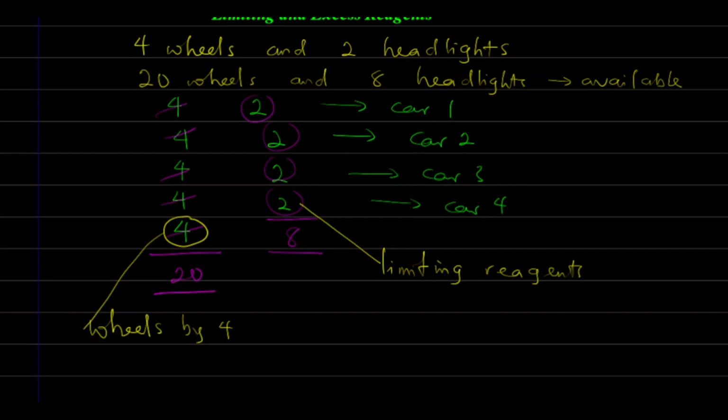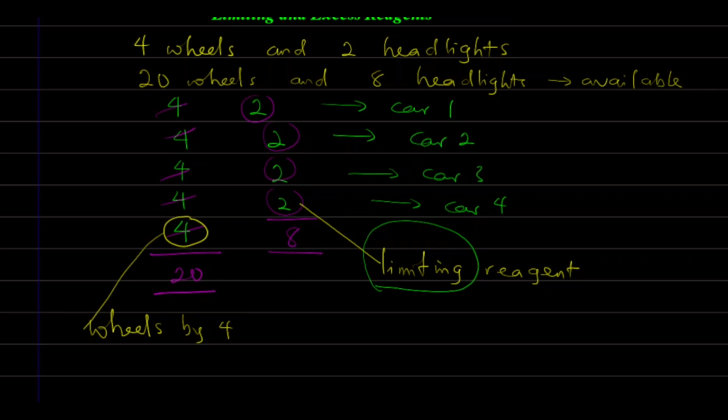The limiting reagent is the one that is first used up, while the excess reagent is still available. The limiting reagent, as the name implies, is the one that prevents the reaction from proceeding since it is already used up. So we cannot produce another car since we don't have 2 headlights available.